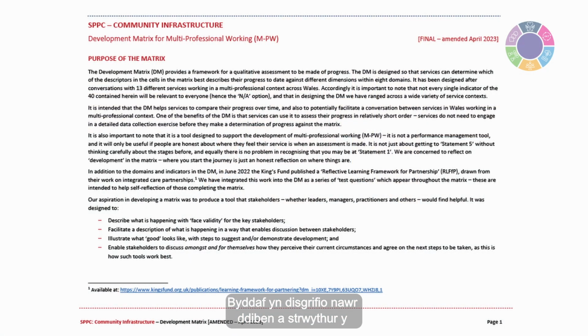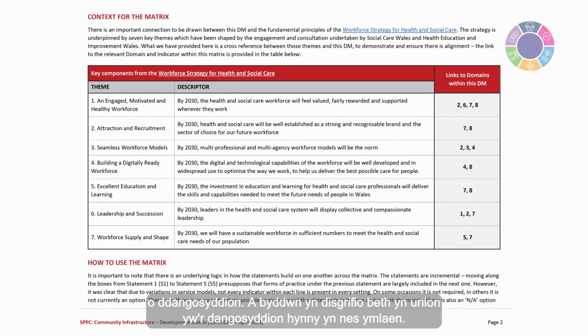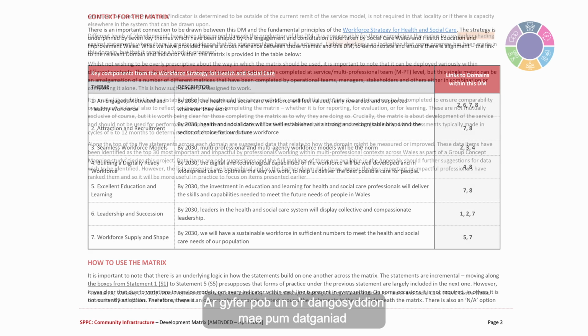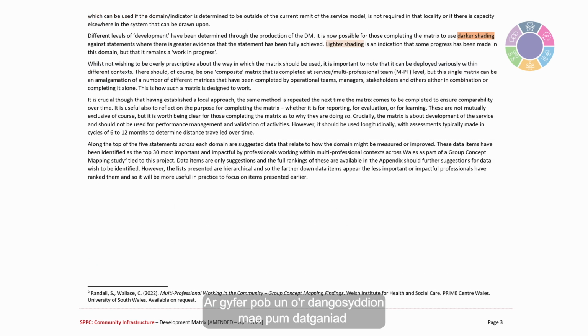I'm going to describe now the purpose and the structure of the matrix. The matrix has 8 domains in total, containing 46 indicators, and we'll come on to describe exactly what those are. For each of the indicators, there are 5 descriptor statements, from statement 1 across to statement 5. But the purpose of the matrix is not to track linear progress in that quasi-scientific way.